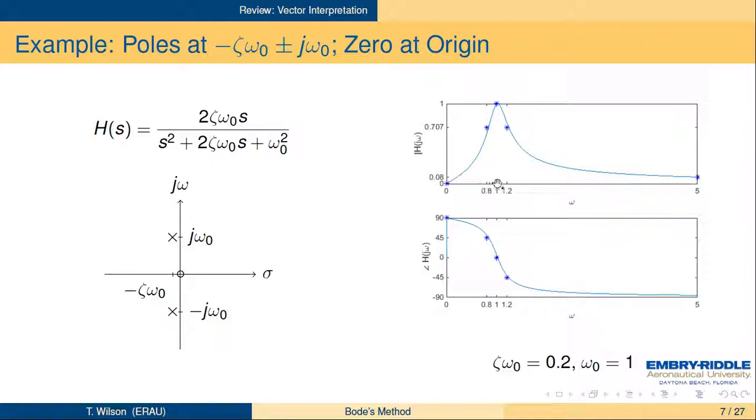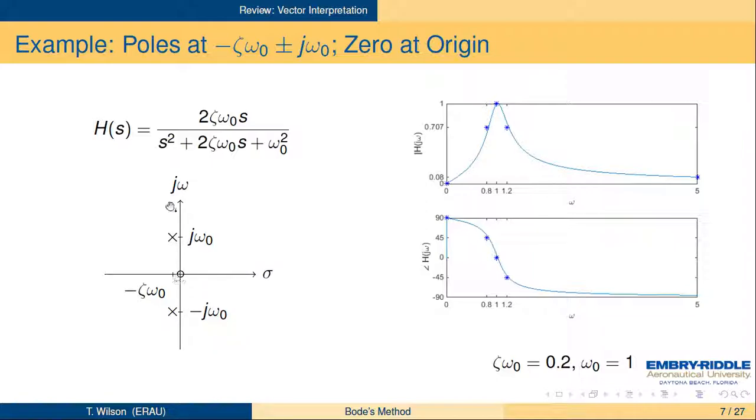And that's what defined the half-power bandwidth between these points where the gain was 1 over root 2, which is omega naught minus zeta omega naught and omega naught plus zeta omega naught. And in the same way, the angle curve starts at 90 degrees, goes through 45, 0, minus 45, and then goes to minus 90 degrees for high frequencies. And you can again see that in the vectors.